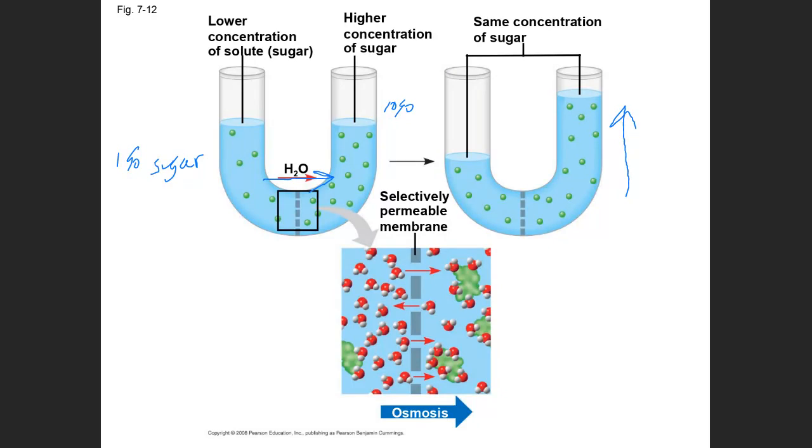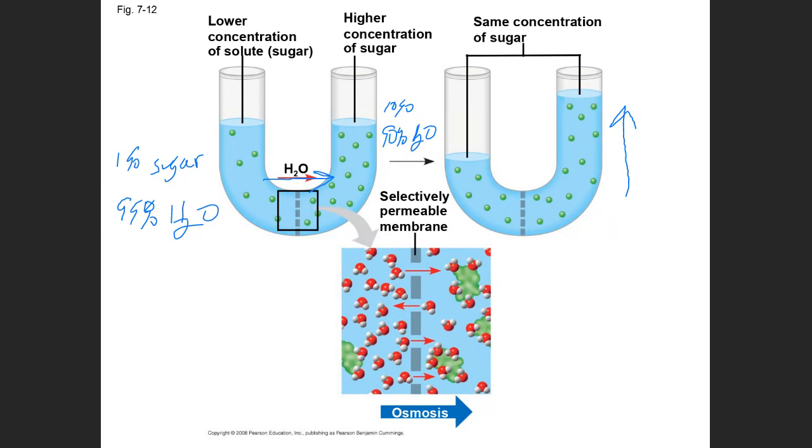Now, you can think of it in terms of water following its own concentration gradient, because if there's 1% sugar on the left, that's 99% water. And then if it's 10% sugar, it's 90% water.